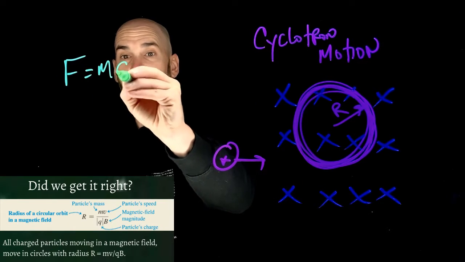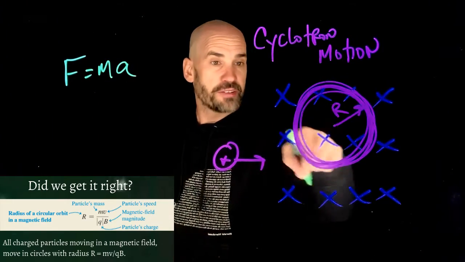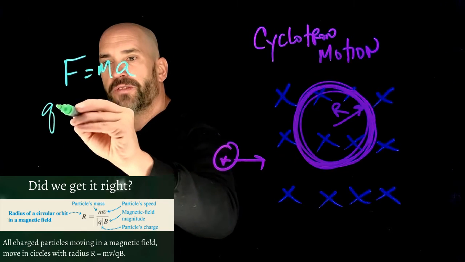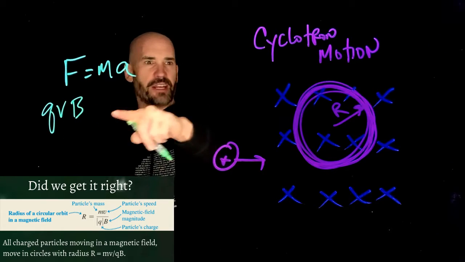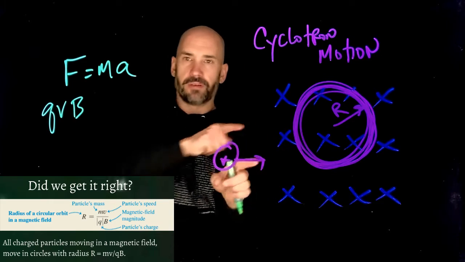So much of physics just starts right there with F equals ma. And what force is causing this particle to go in a circle? You know it, magnetic force, qvB. And we're not going to use the sine theta, because in this case we know that the velocity is perpendicular to the B field, okay?